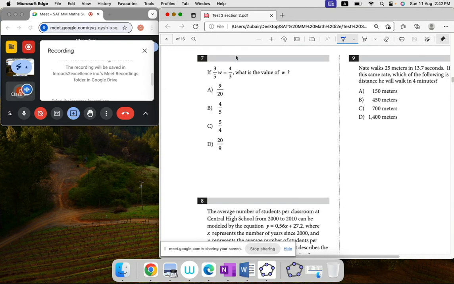If 3 by 5 w equals 4 by 3, what is the value of w? So w is equal to 4 by 3 into 5 by 3, 20 by 9.